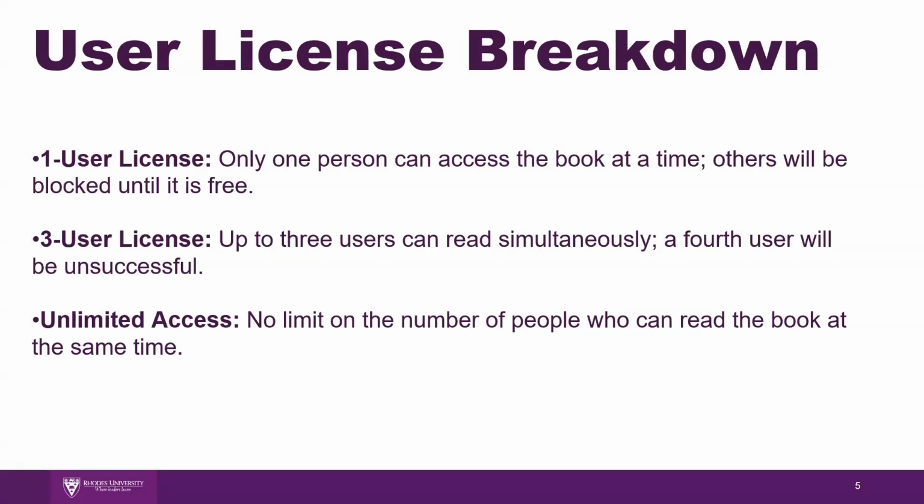With a 3 user license, up to 3 users can read the book simultaneously. So if it says 3 of 3 copies available, that means such a book can be read by up to 3 students at the same time. A 4th person will be unable to read that book simultaneously with the other 3 users. Then we have books that have unlimited access. This means that there is no limit on the number of people that can read the book at the same time. So those are some of the things that you want to look out for whenever you are accessing a book.